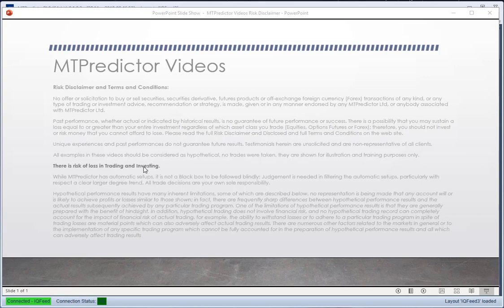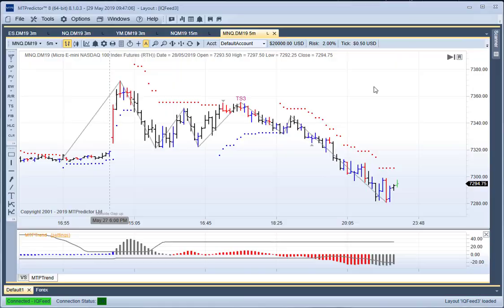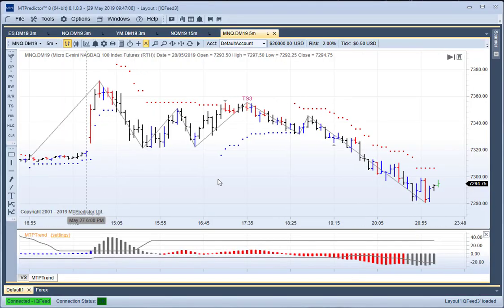We'll be looking at a losing trade in today's video, and just to remind you that all professional traders must accept that there will be losing trades, and it's just a part of everyday trading no matter what trading approach you do. Right, let's go over to MTPredictor 8, which is our standalone version here.